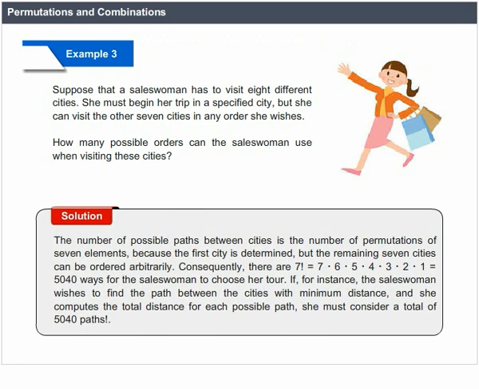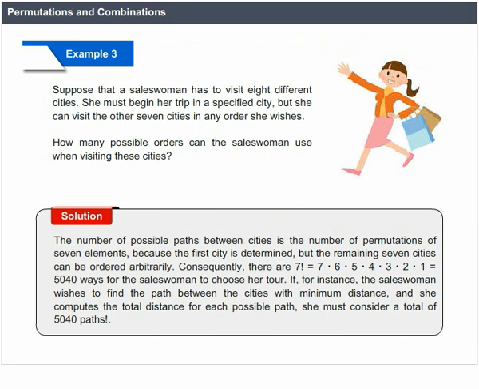Solution. The number of possible paths between cities is the number of permutations of 7 elements, because the first city is determined, but the remaining 7 cities can be ordered arbitrarily. Consequently, there are 7 factorial, equal to 7 × 6 × 5 × 4 × 3 × 2 × 1, equal to 5040 ways for the saleswoman to choose a tour.